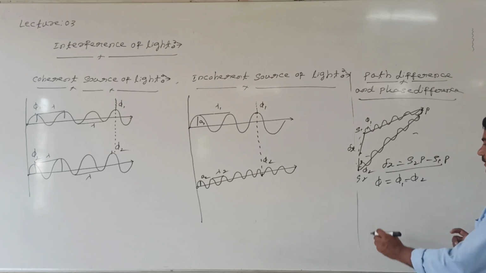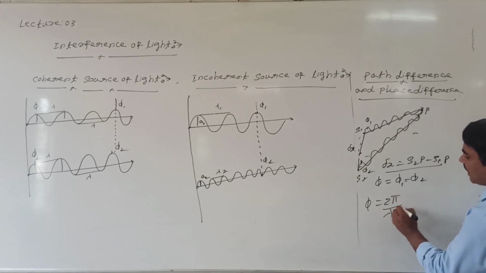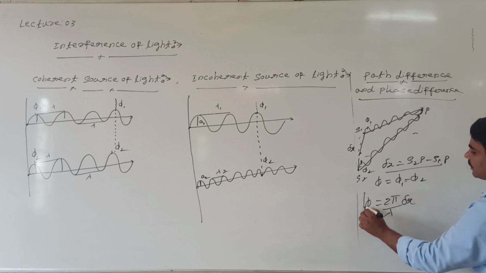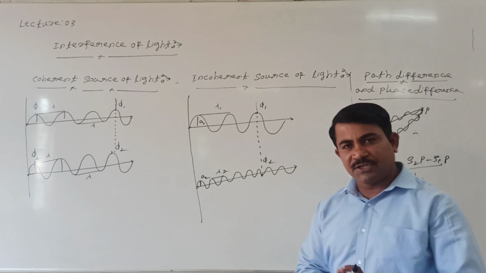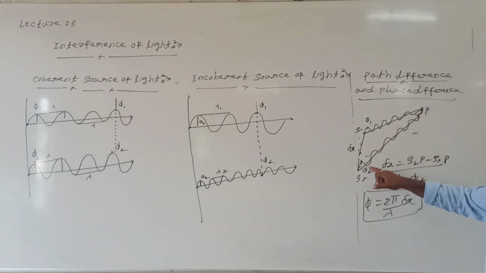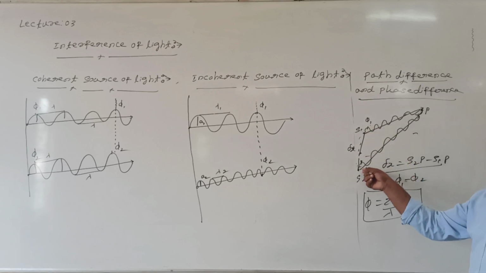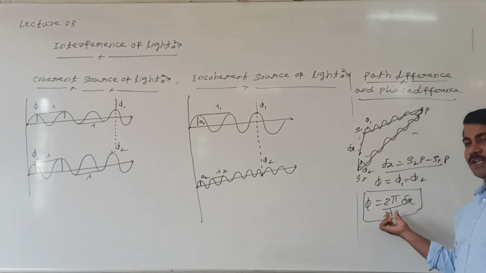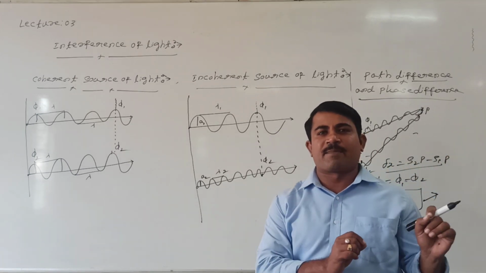Then between phase difference and path difference there is a relation. What relation exists? See here. This phase difference is equal to 2 pi by lambda into path difference. This relation exists. The difference between distance traveled by two waves I call path difference, and the difference in phase of the two waves I call phase difference. No need to prove this relation. Just remember this: phi is equal to 2 pi by lambda into del X.